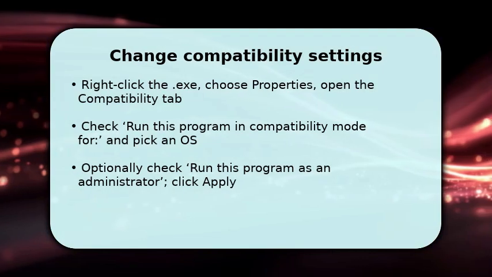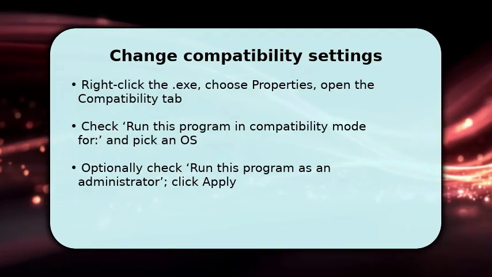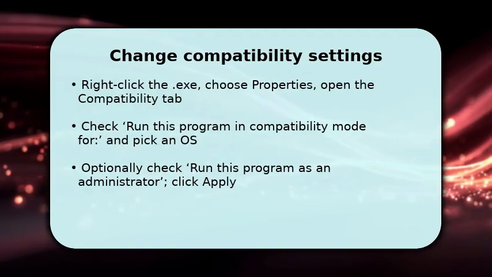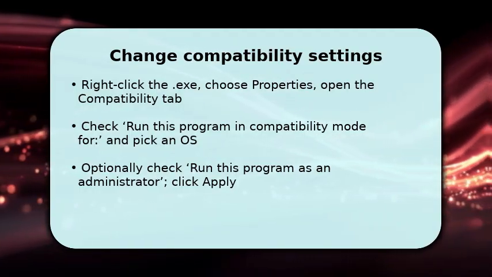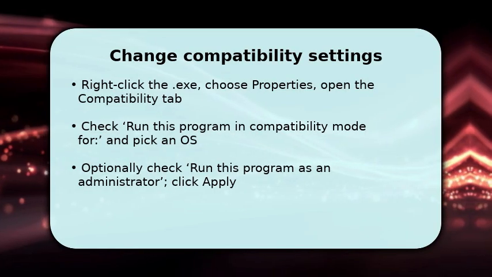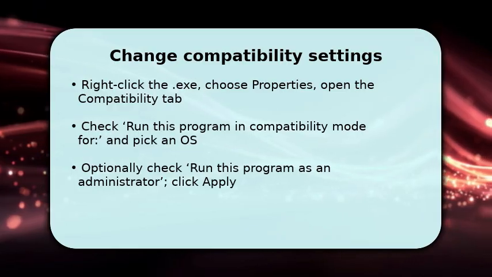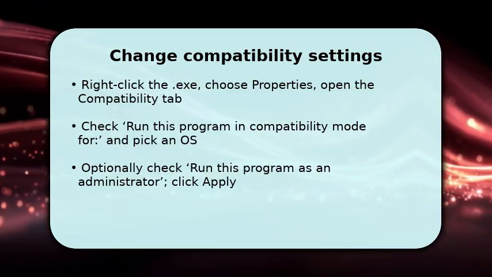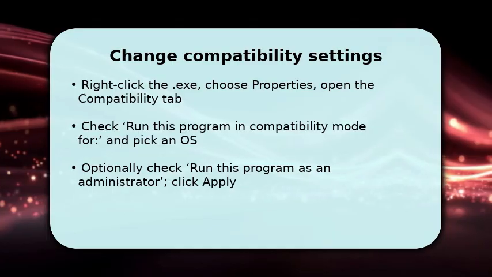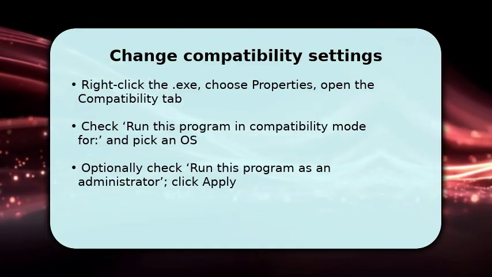Now you edit the executable's properties. Right-click the exe, pick Properties, then the Compatibility tab. Check Run this program in compatibility mode for and choose the Windows version you need. This forces legacy behavior for APIs or input handling. If input or privileges are an issue, also tick Run this program as an administrator.